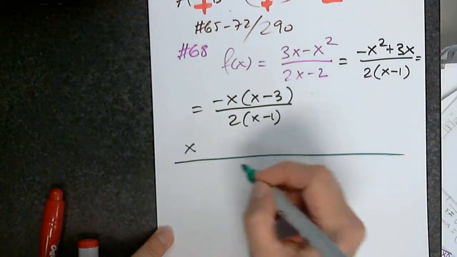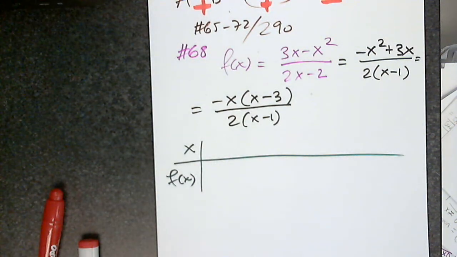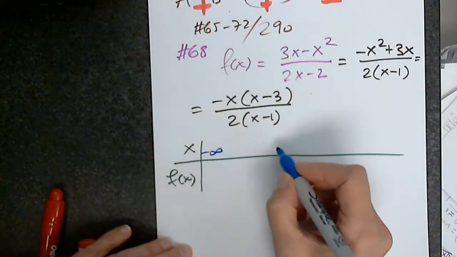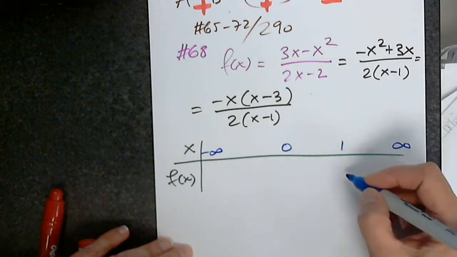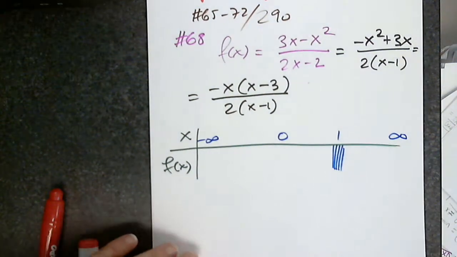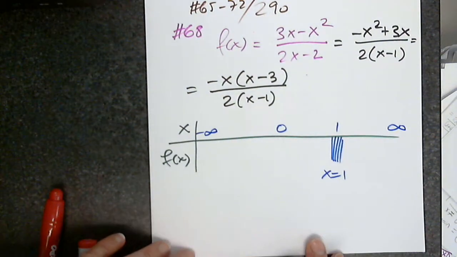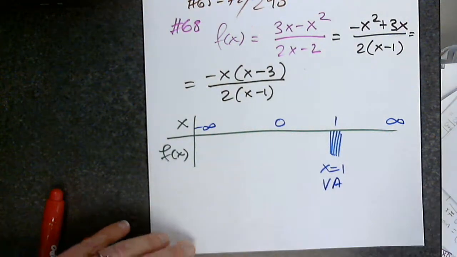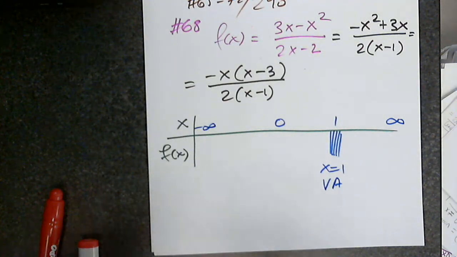So, domain, please. Everything but 1, indeed. Which means right away I know that x equals 1 must be a vertical asymptote. Very good. I already know right away what happens next to that vertical asymptote.